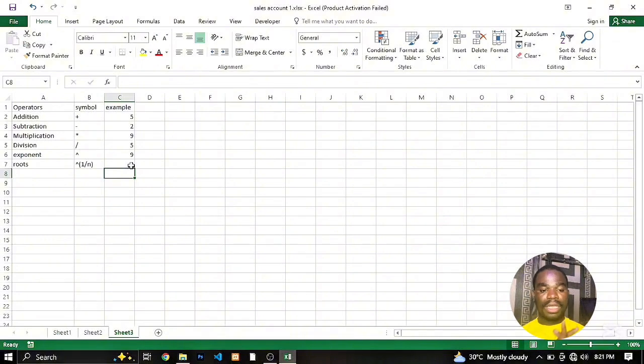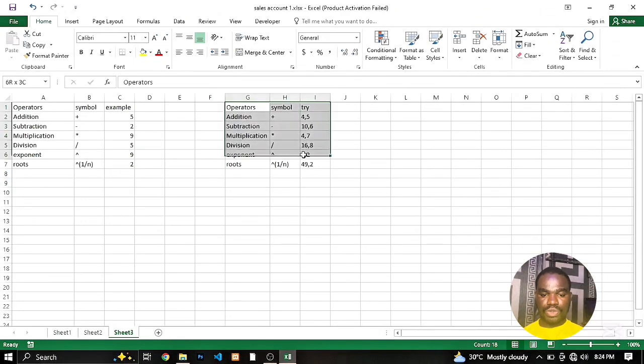So I'm going to give you an assignment where you are going to solve something using all of these things. We have this data right here. That is what you are going to try. You are going to add 4 and 5 and put your answer here. Let me write answer. Then subtraction, 10 minus 6, you put your answer here. I mean, your calculations are supposed to be here. So try it, and I'm going to see you in the next module.